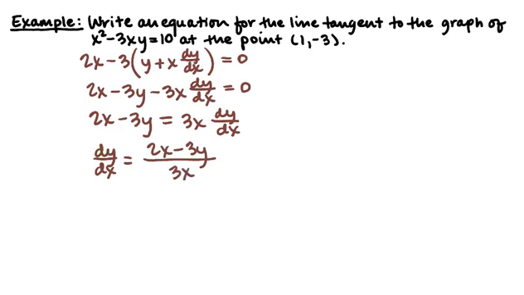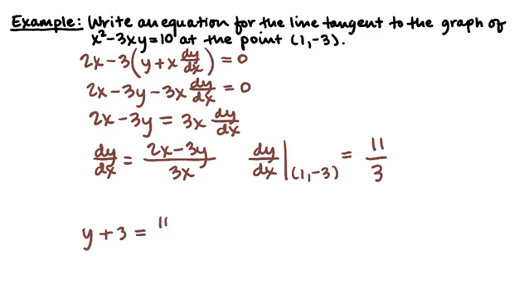All right, so now that I've got dy/dx, I should be interested in what the value of dy/dx is at the point (1, -3). I'm going to plug in x equals 1 and y equals -3, so it'll be 2 plus 9 is 11 over 3 times 1 is 3. So I got 11/3. Now I've got a point and a slope, so I'm ready to write the equation. y minus -3, so y plus 3, is equal to 11/3 times (x minus 1).